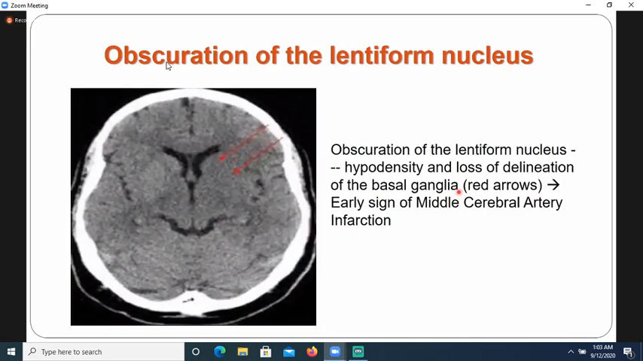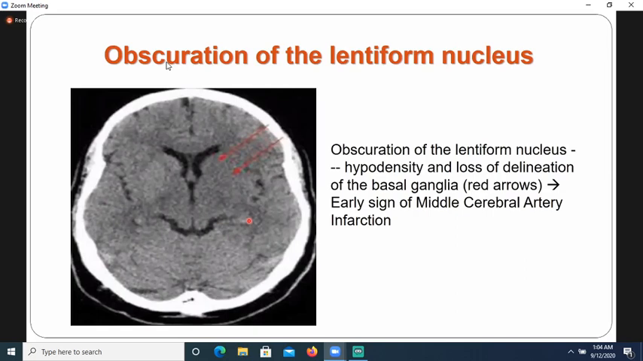Here you see the caudate nucleus. This somewhat white structure is the caudate nucleus, and this is the lentiform nucleus. Here we cannot appreciate them. There is a loss of delineation of the basal ganglia. We cannot see it. This is also an acute sign of infarction. Then there is an insular ribbon sign.